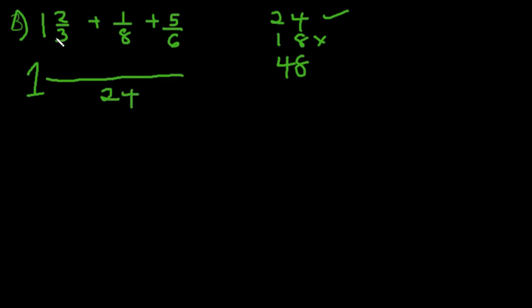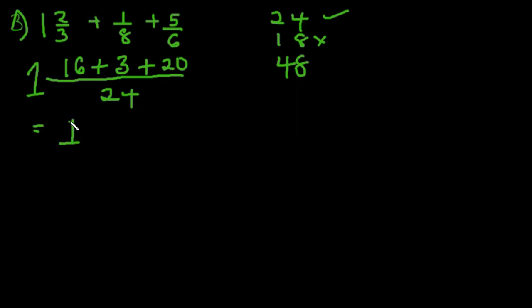Estimating the numerators now, how many times can 3 go in 24? We have 8. 8 multiplied by 2 is 16. How many times can 8 go in 24? We have 3. 3 multiplied by 1 is 3. How many times can 6 go in 24? That's 4. 6 multiplied by 4 is 24. So 4 multiplied by 5 now is 20. So we add them together.